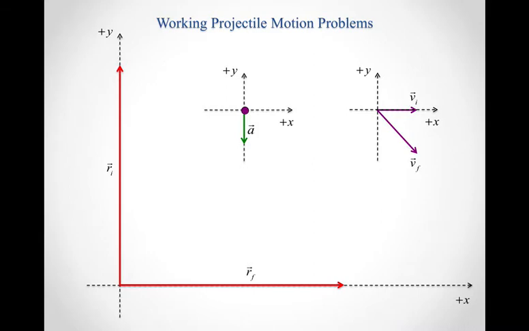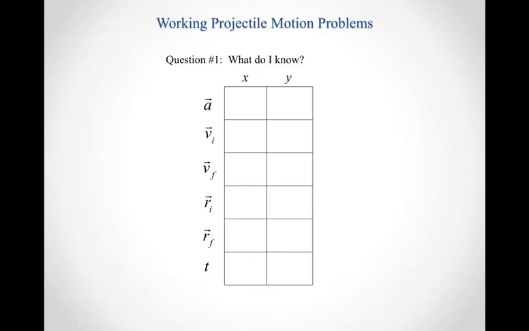And then again I can do the same thing for the position vectors. The initial position vector points straight up along the y-axis. The final position vector points to the right along the x. So when I set up my table for what I know, the acceleration, again, it has an x component of 0 and a y component that's plus or minus g, and that's always known. By definition, having a projectile means that's what the acceleration is.